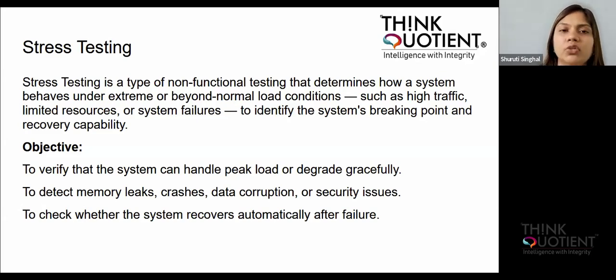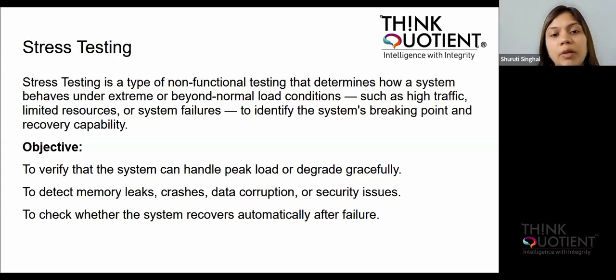So this is related to load testing, but here we are checking high traffic, limited resources, and system failure. We have to identify the breakpoints over here. So what is the objective? Here we check whether the system can handle the peak load, and whether it is able to degrade gracefully. It should not suddenly crash. If the performance is getting slower, then also it should be graceful.